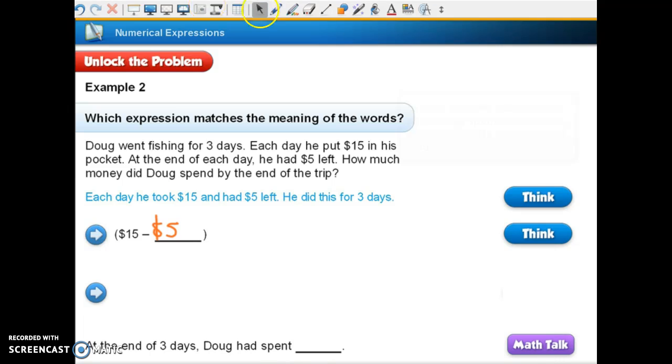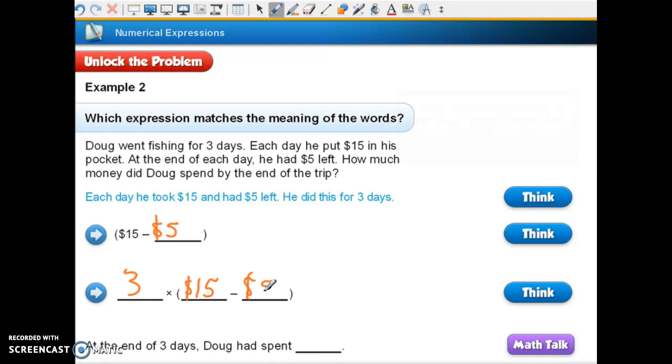Okay. So, how many days did he do that? 3. So 3 times 15 minus 5. Notice that I'm putting some dollar signs in. So at the end of 3 days, Doug had spent what? What is 15 minus 5? 10, and he did that for? 3 days. So if you were solving this on paper, it might look like this. So at the end of the 3 days, he had spent $30. That's a lot.